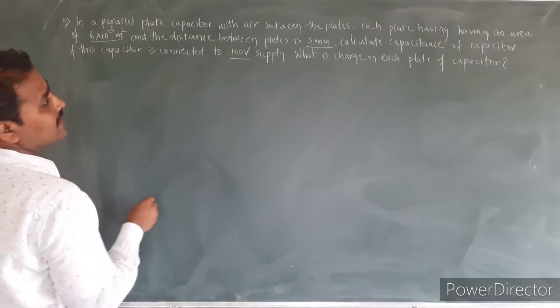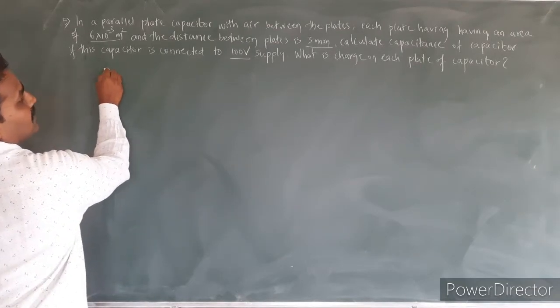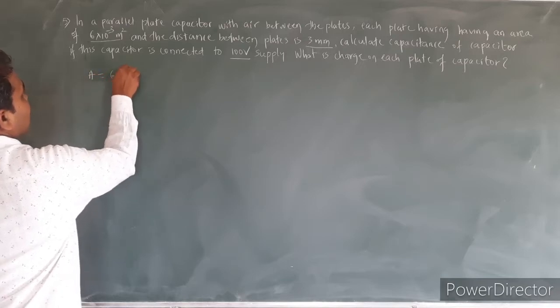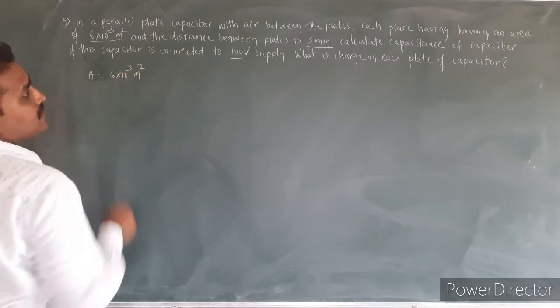Let us write out the data given. The area of the plates is what? Capital A is equal to 6 into 10 to the power of minus 3 meters square.